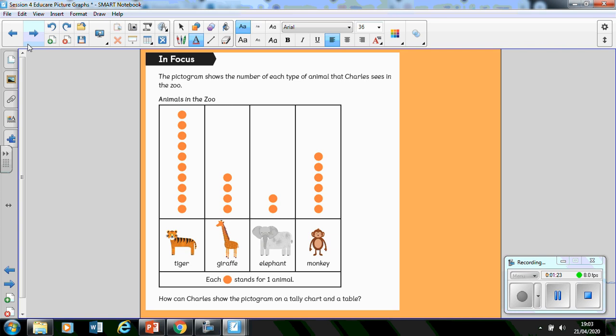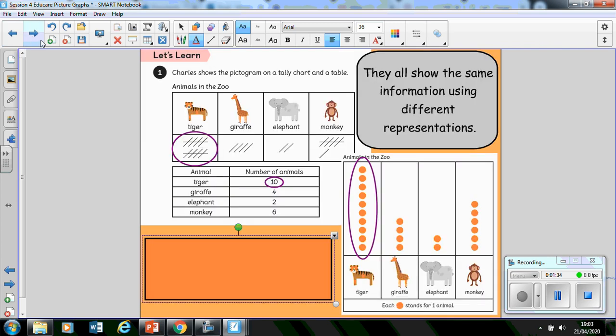Excellent. Now that you've had a go at making a tally chart using this pictogram and also a table, let's have a look. So here we are. This was our original pictogram, and here Charles has made his tally chart. And over here is a table. Now, what do you notice about each of these forms of data representation?